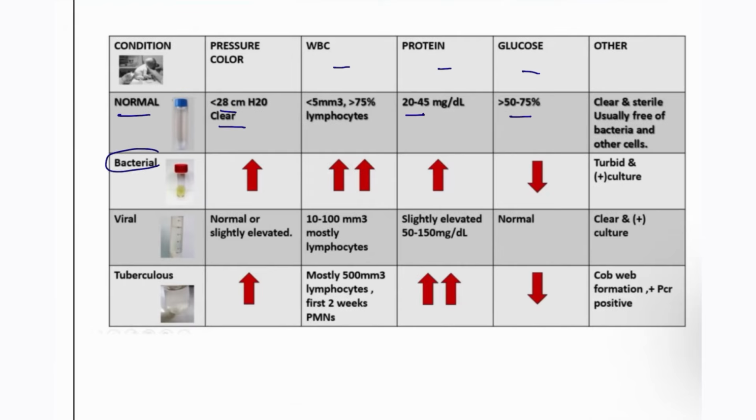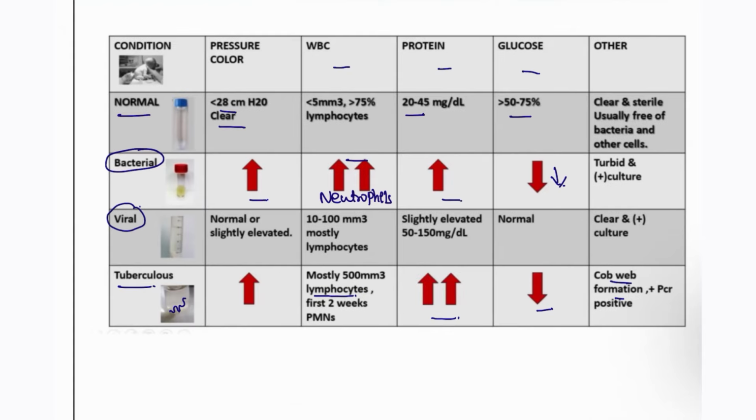For bacterial, you are going to see severe neutrophils, along with increased pressure, increased protein, and decreased glucose. Coming to tuberculosis, it will be mostly lymphocytes, whereas in bacterial it is neutrophils. High protein is seen in tuberculosis, decreased glucose is common, and cobweb formation will be seen inside the tube.